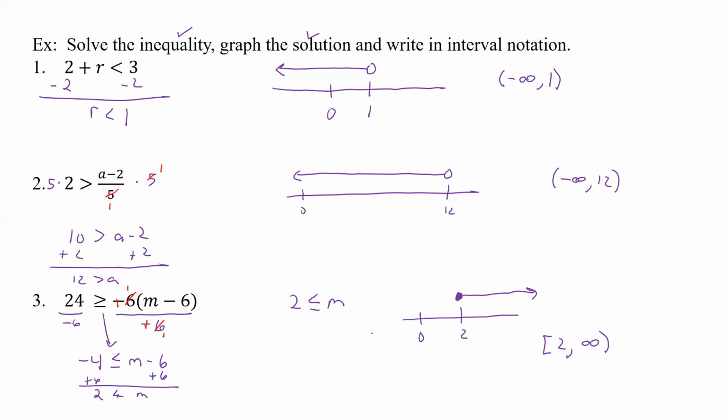Well, what if we had plugged in, say, 0 because we went the wrong way, we forgot to flip. Well, if we plug in 0 here, we have a minus 6. Minus 6 times a minus 6 is 36. Well, is 24 greater than or equal to 36? No. So then we know, oops, we forgot to flip that inequality, and we can go back and work on it and make sure we go the right way that time.